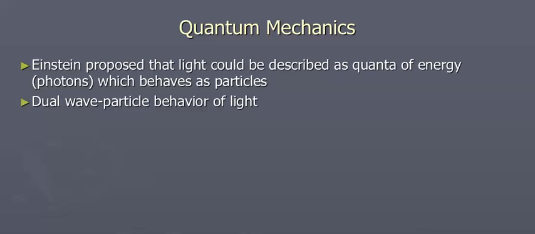Albert Einstein proposed that light could be described as quanta of energy, which he called photons, which behave as particles. So we have the wave nature of light. Light acts as waves. But Einstein also proposed that light can behave as particles, which he called photons. And this leads us to the dual wave-particle behavior of light.